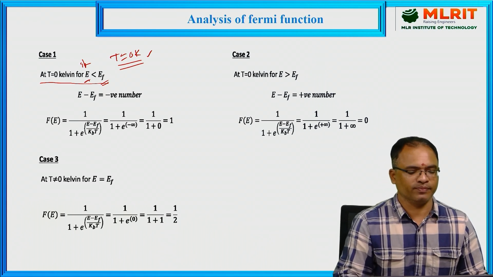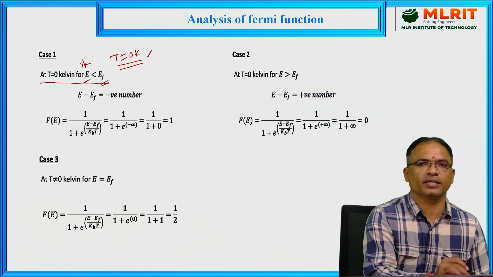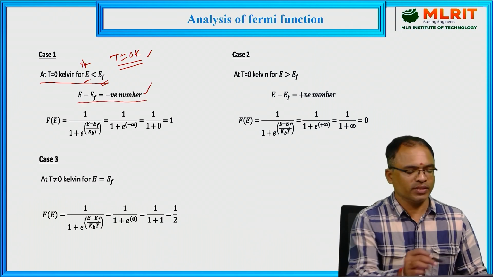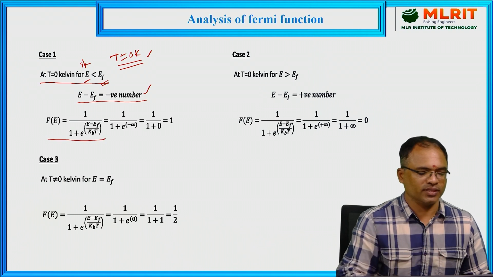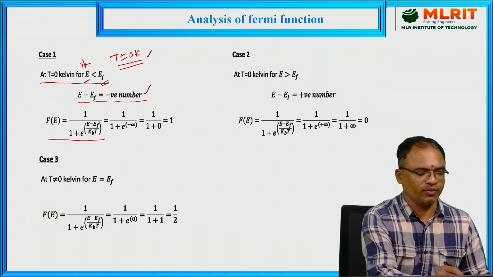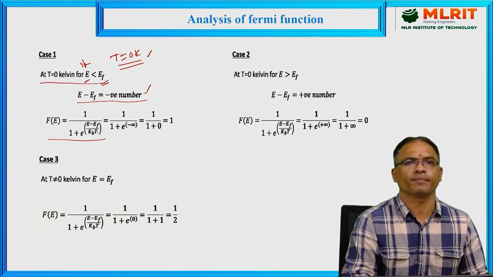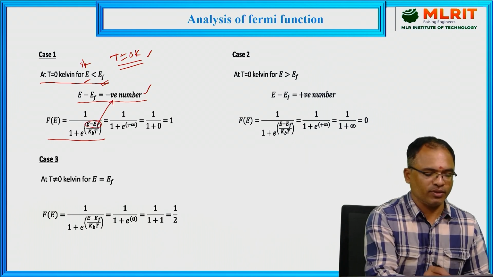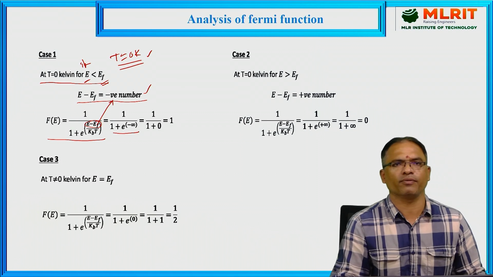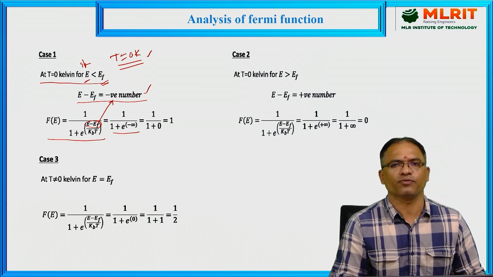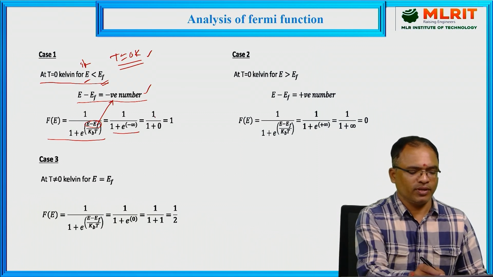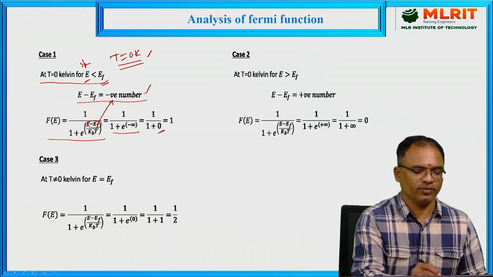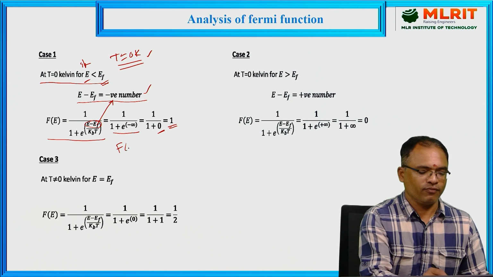That we are going to study. So basically if E is less than EF, in that case E minus EF becomes a negative value. Using that in the Fermi function, F of E equal to 1 by 1 plus exponential of (E minus EF) by kT, where E minus EF is a negative number, the expression will become 1 by 1 plus exponential of minus infinity. We know the value of e power minus infinity is 0. So now this expression will finally become F of E equal to 1.